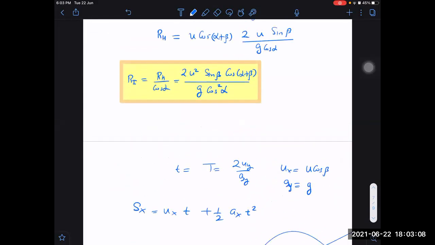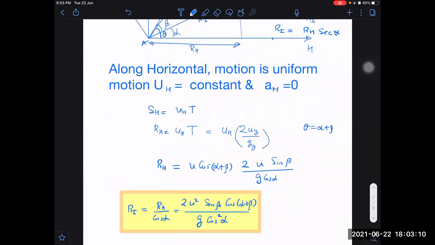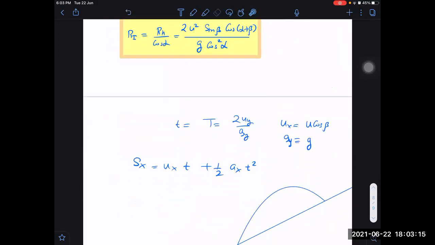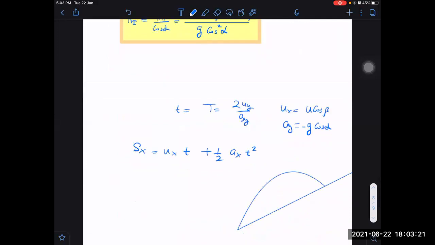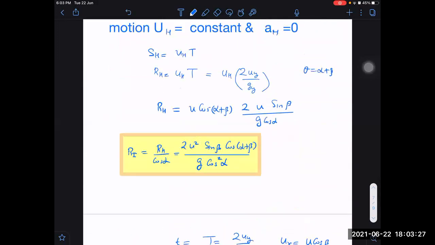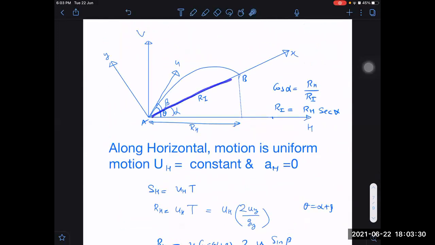Not getting it. You still have to see the diagram. Minus g cos alpha. Yes, very good. Minus g cos alpha. I should write here, ay will be equal to minus g cos alpha. Correct. So now let us write Sx. What is displacement along the x-axis? That will be the range along the incline, right? Displacement along the x-axis, R.